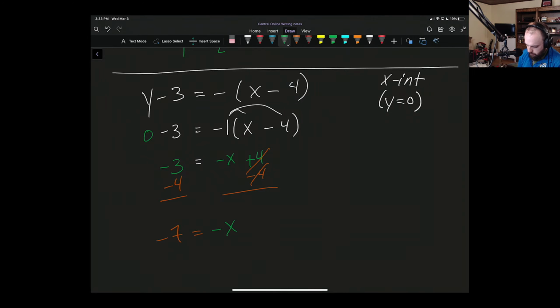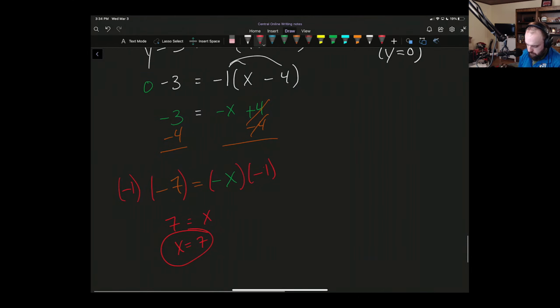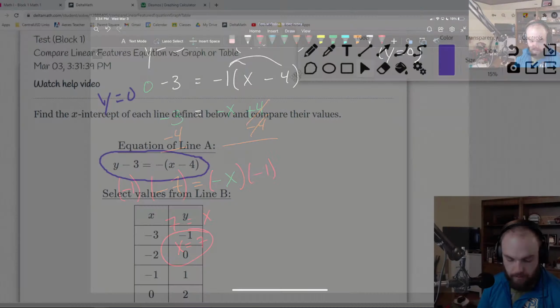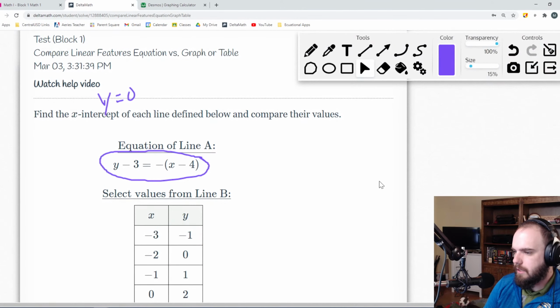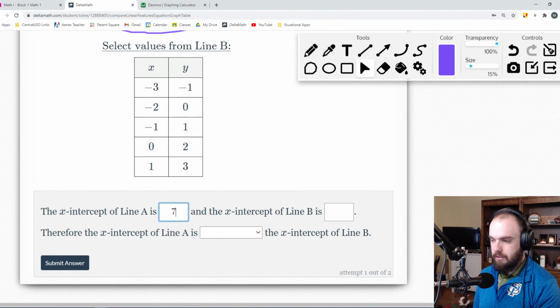All right, so we still don't quite have this finished yet. We want x by itself, and this is a negative x, so we need to multiply by -1. And whenever you do one side, you have to do the other. You have to keep this balanced. So negative, this is going to be a 7 equals, x equals 7. All right, so there is our x-intercept. So if I go back at the bottom, it's going to ask, what is the x-intercept for A? The x-intercept for line A is going to be 7.